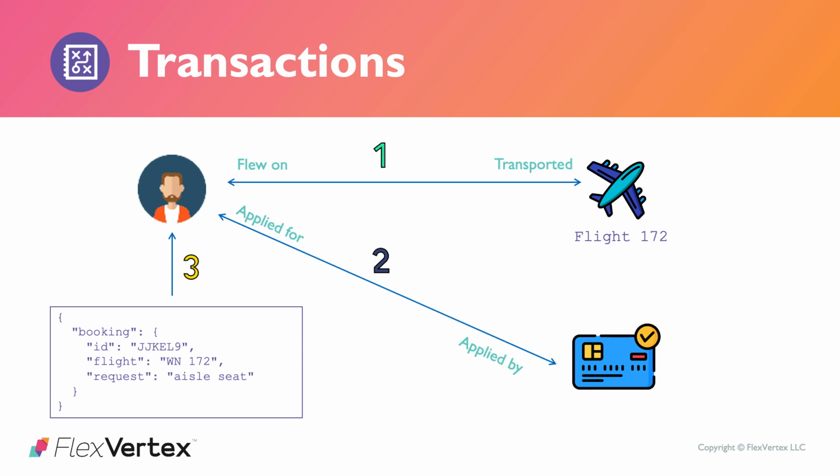In this example, we're conducting 3 operations as part of a single transaction. First, we're registering a passenger on a particular flight. Next, we're creating an object that indicates that he's applied for a credit card in response to an offer that was presented when booking the flight. And finally, we're embedding a special reservation request object within the passenger object. Since these are all part of one transaction, they will either be all committed together, or all rolled back together.